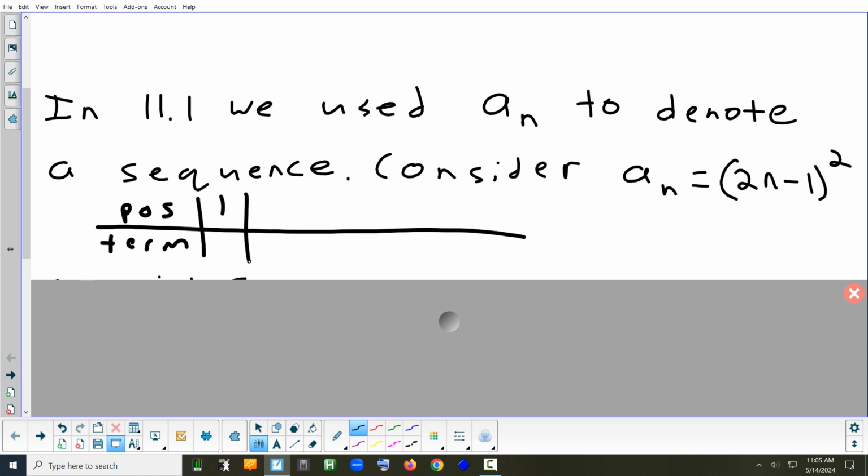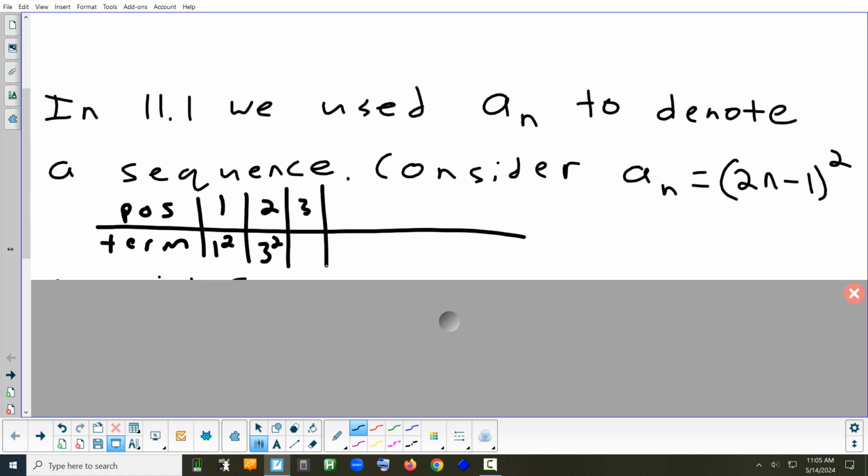If you plug in, and I want to write it this way, if you plug in 1 for n, what do you get inside the parentheses? That's all I want to know. 1. Yeah, you get 1 and it's squared. Let's just leave it as 1 squared. What if you plug in 2? What do you get inside the parentheses? 3. Yeah, you get 3, and then it's squared.